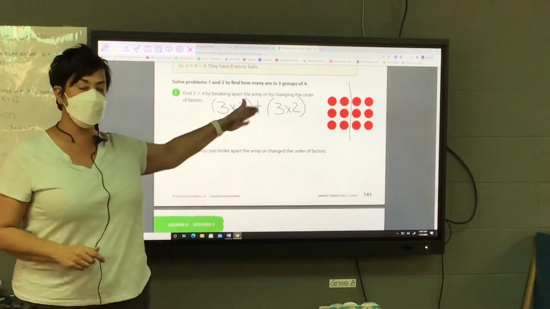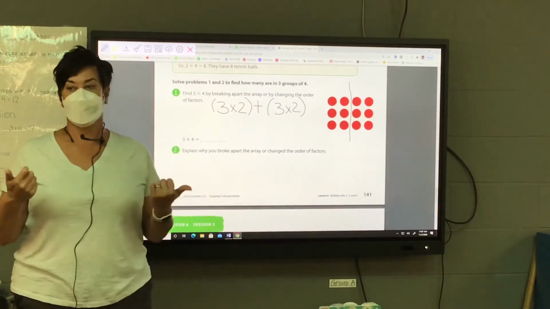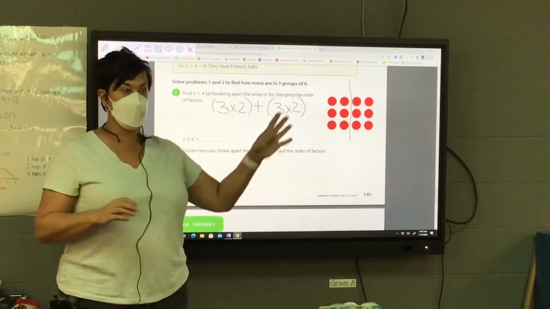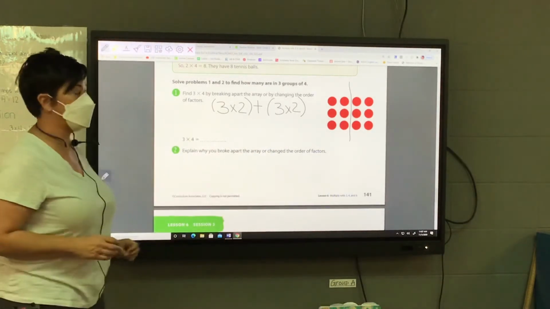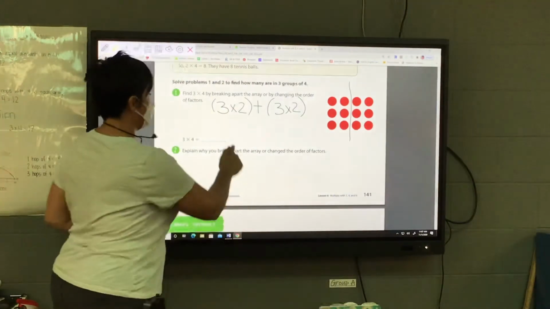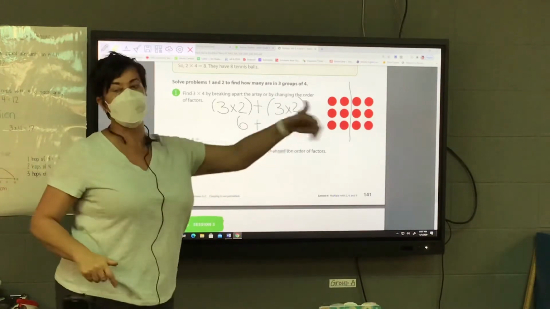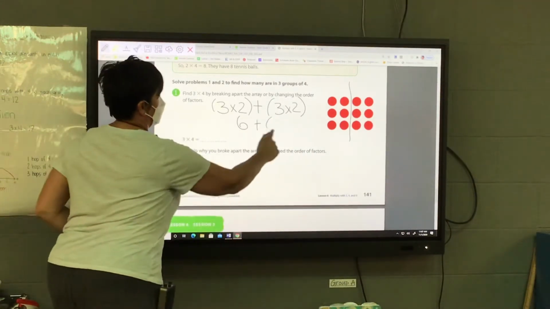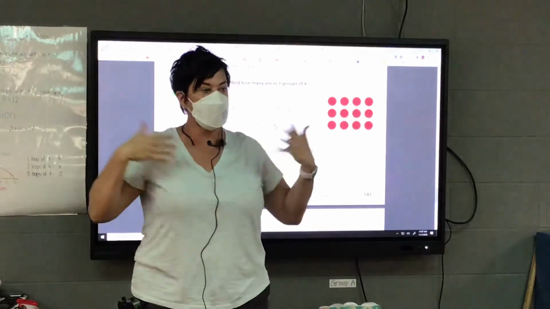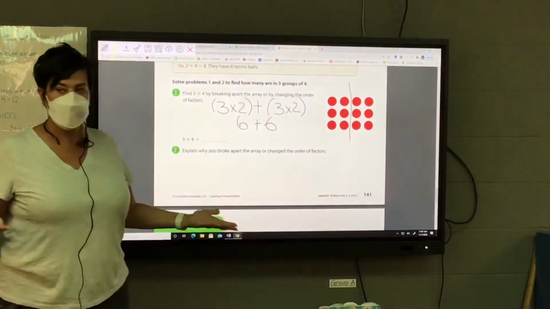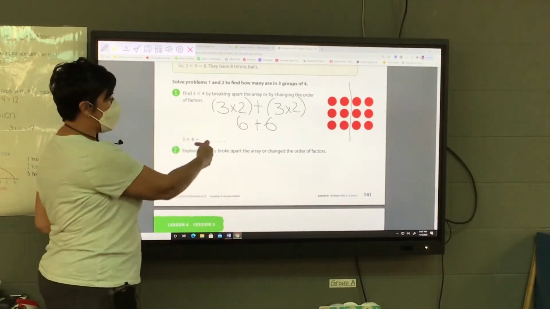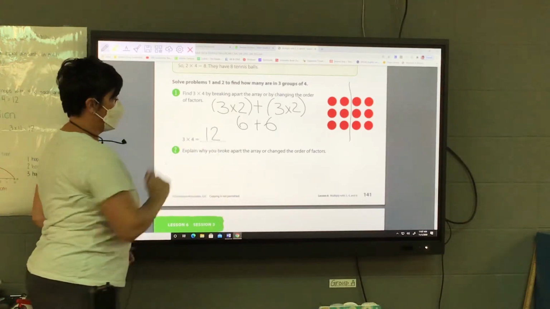Now, is this easier to solve by breaking that 4 apart? Yeah, if you're not very familiar with your 4s, this is a good strategy to use for right now. So friends, what is 3 times 2? 6. Plus, what is 3 times 2 again? 6. So now, if I put those 6's together, what's our product? 6 plus 6 is 12. So what is 3 times 4? 12.